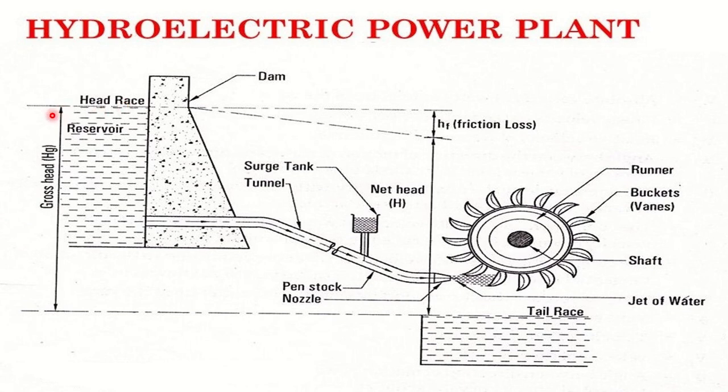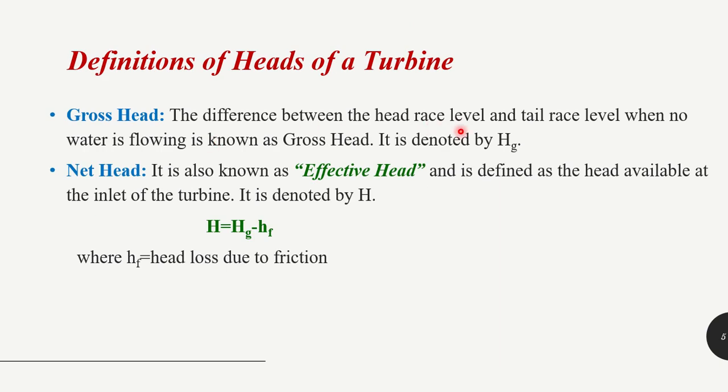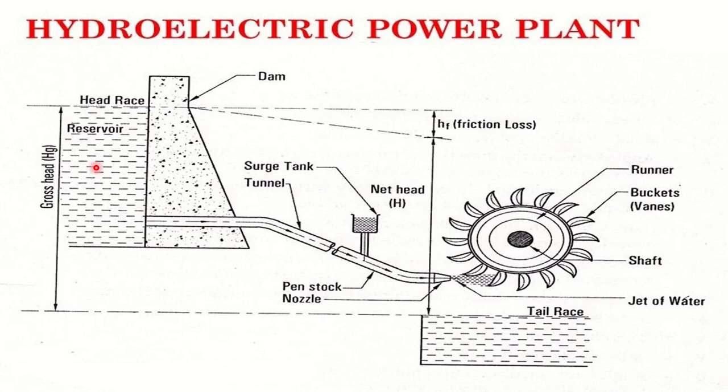So the difference of head, or the height, between the head race of the reservoir and the tail race surface of water is known as gross head. Okay, it's the total head, the difference between the head race level and the tail race level. When the water is not flowing, when the water is at rest, that's called the gross head, and we denote it by the symbol Hg.